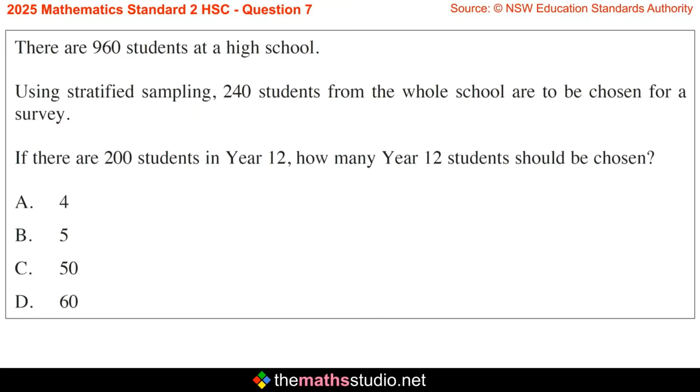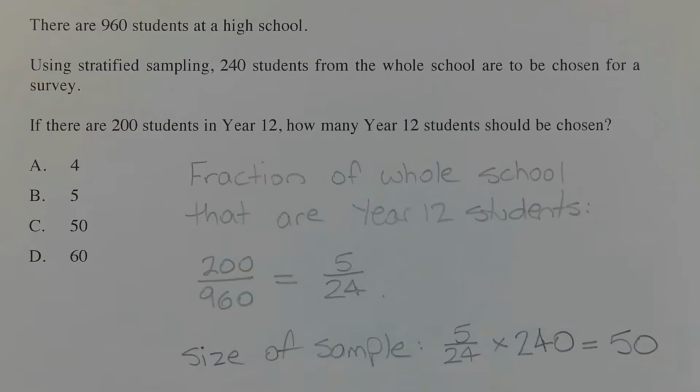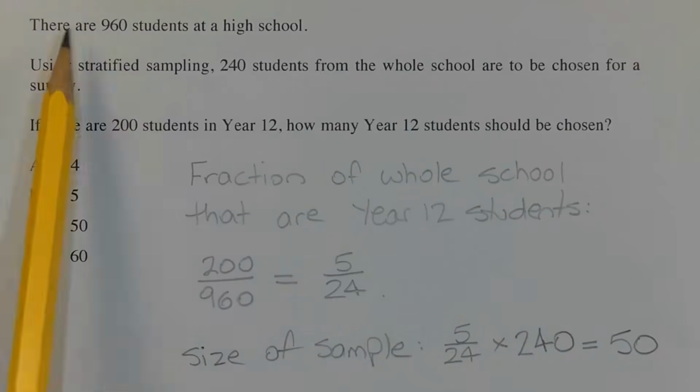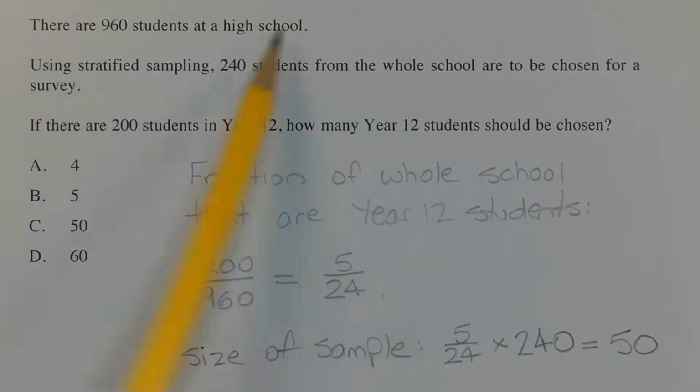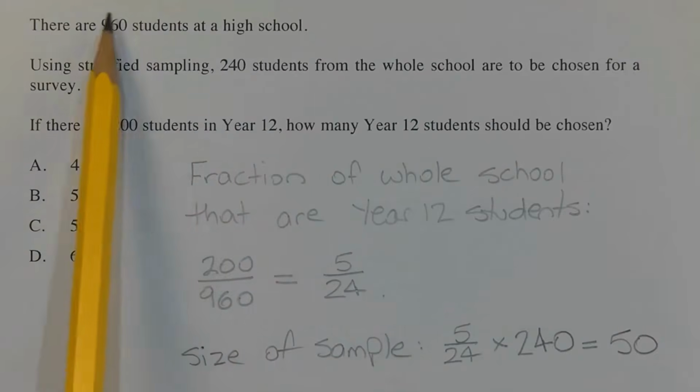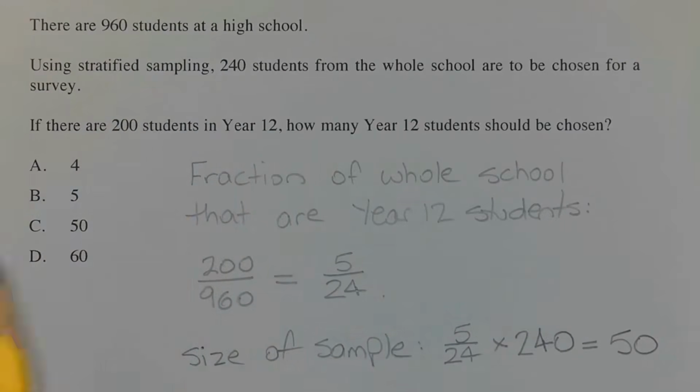Question 7. There are 960 students at a high school. Using stratified sampling, 240 students from the whole school are to be chosen for a survey. If there are 200 students in Year 12, how many Year 12 students should be chosen? We need to work out what fraction of the whole school are Year 12 students. Now, if we go back to the question, the first line tells us how many students there are in total, and there are 960 students, of which 200 of those students are in Year 12.